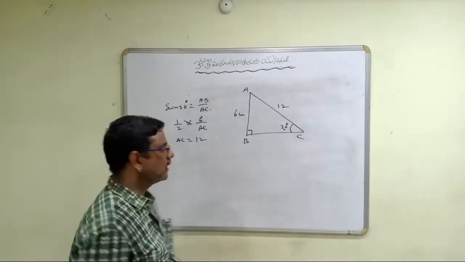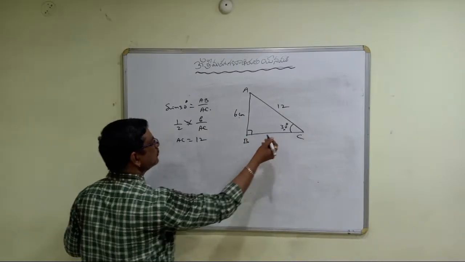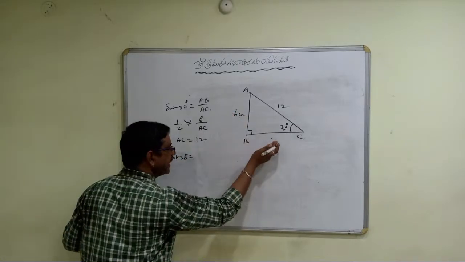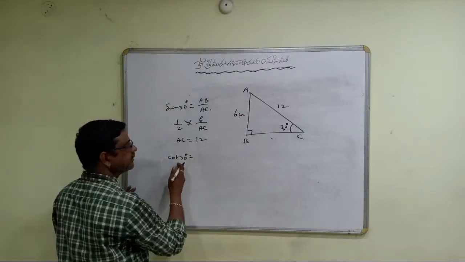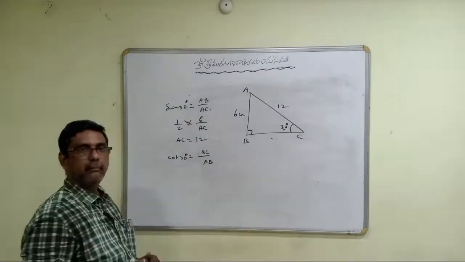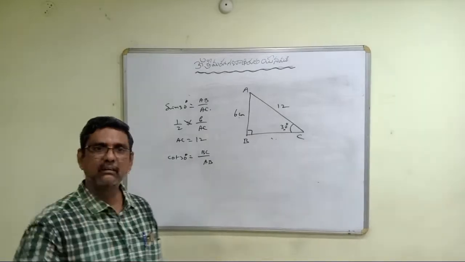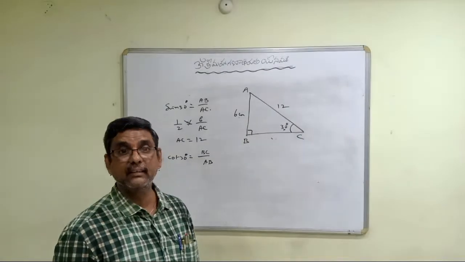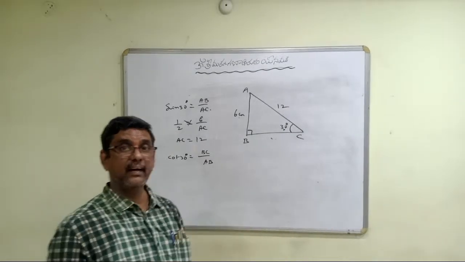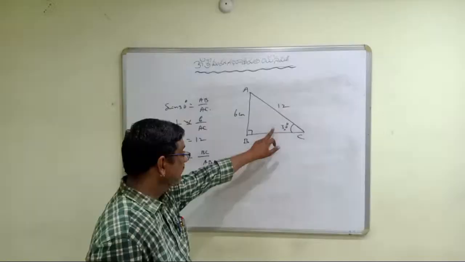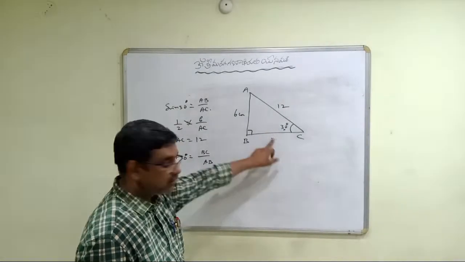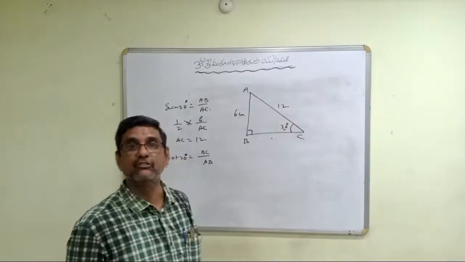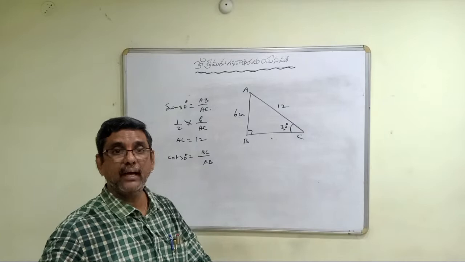We need to find out BC. Side adjacent to 30 by side opposite to 30, cot 30, BC by AB. Sir, we can apply the Pythagoras theorem, right? Yes, we can apply it nicely, since 6 and 12 are given. But this is easier. Here I am taking side adjacent to 30 by side opposite to 30, or even side adjacent to 30 by hypotenuse, cos 30, we can take. Your wish. Okay? That is the beauty in trigonometry.